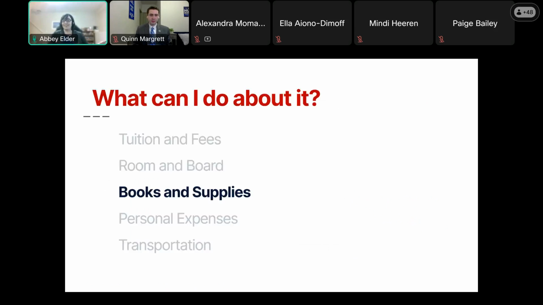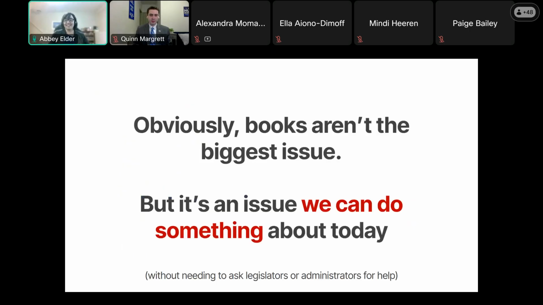What can I do about it? Not about most of these things, I can't do anything about. But I can do something about the cost of books. Now, books are not the biggest issue, but it's something we can do something about without having to ask legislators, administrators, or other people for help. We can just do something about it.